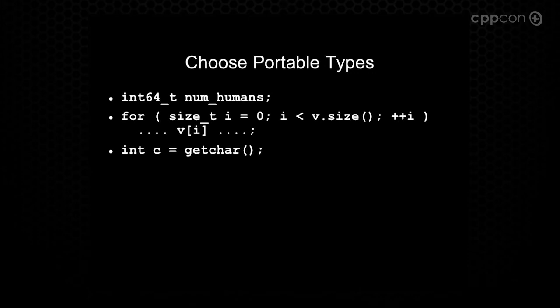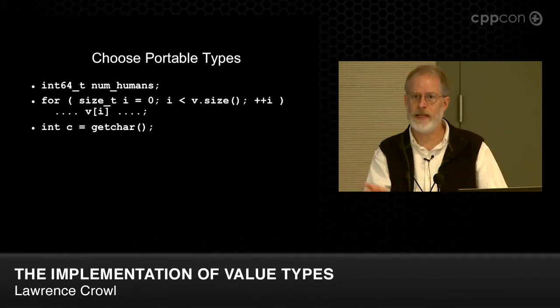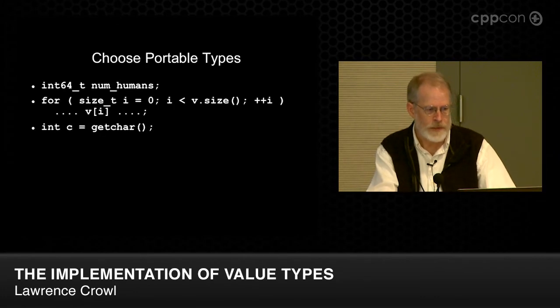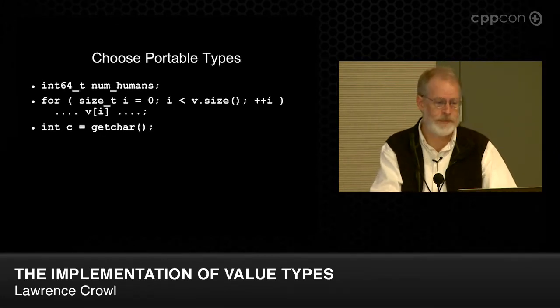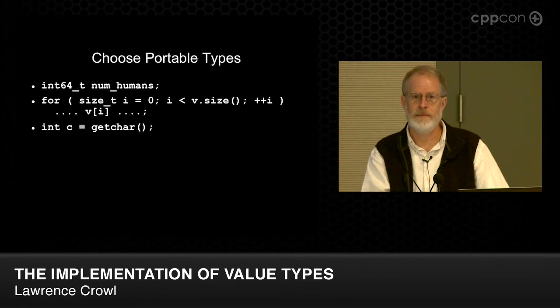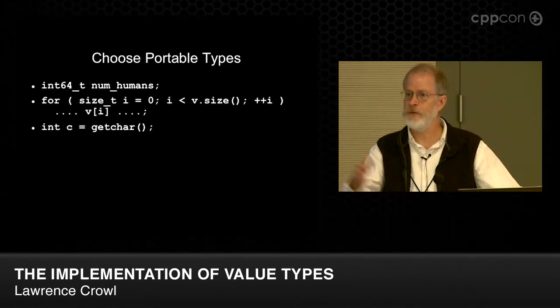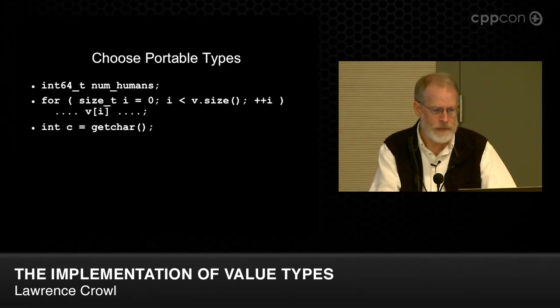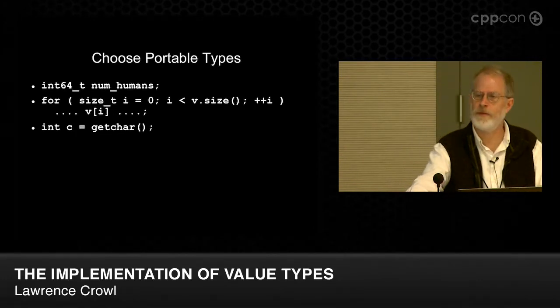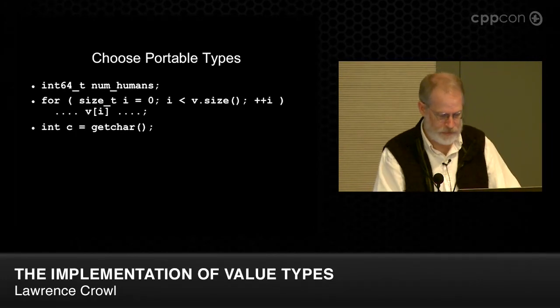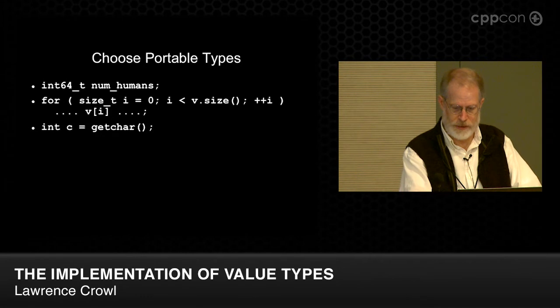You want to choose portable types. Use the std int types for representing user data. They have a fixed size, so you know exactly what you're getting on any machine. Use size_t types for indices and sizes. That means you can use up all of whatever machine you're on. Use the legacy types for interacting with existing APIs. getchar is always going to return an int.